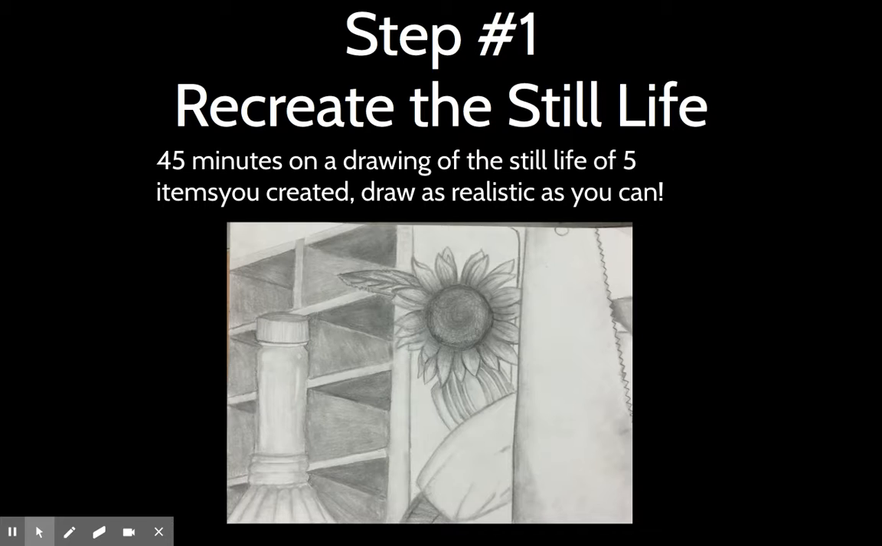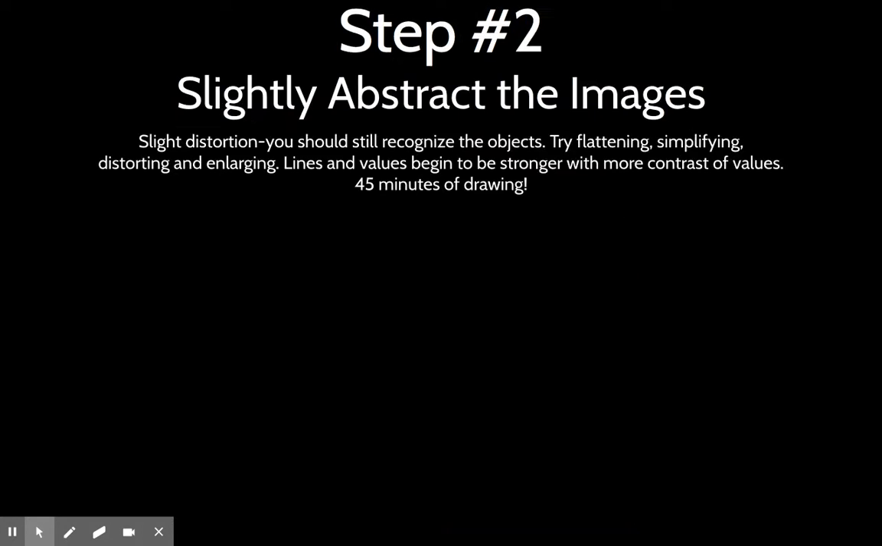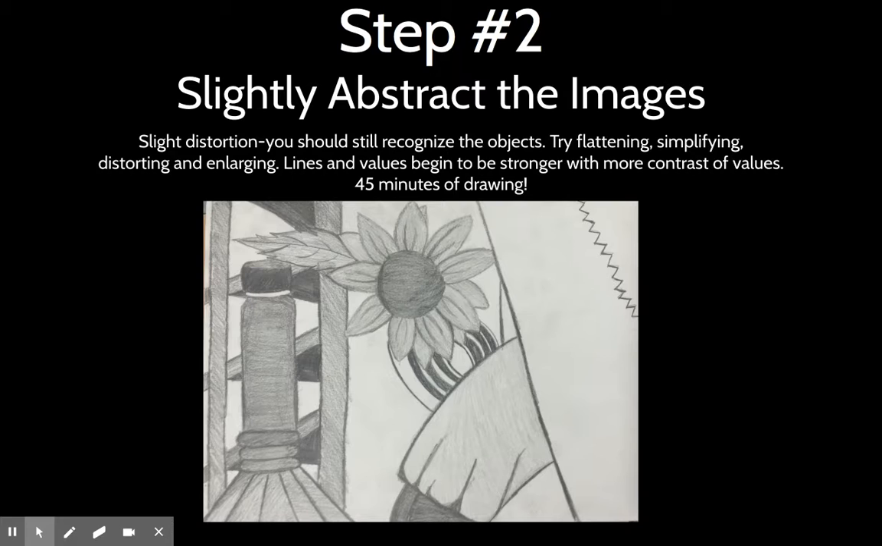All right, so step 1, you're going to put together a still life at home. A still life is just a group of objects, and I want you to have at least 5 objects in that still life. The first step is to spend 45 minutes drawing that still life of 5 items, okay? So draw for 45 minutes as best you can, make it as realistic as you can. That's step number 1.